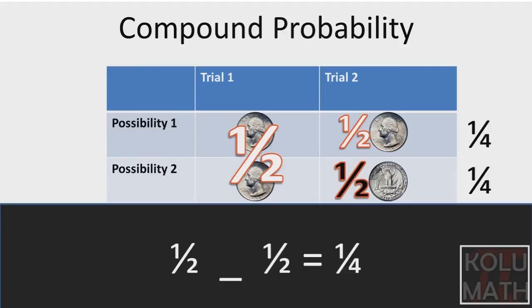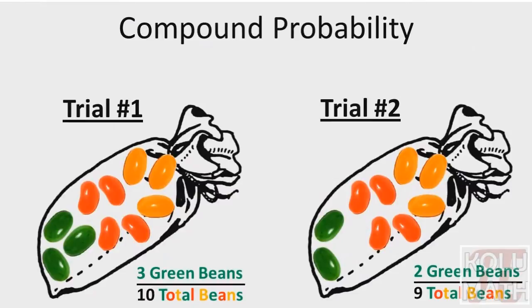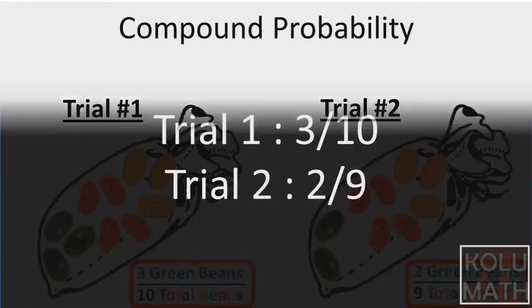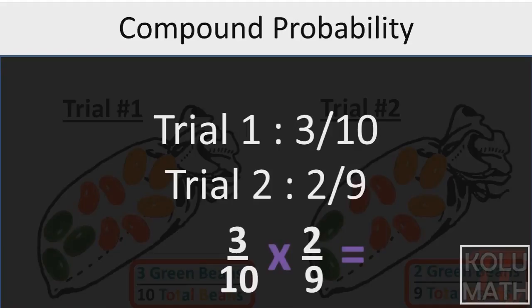And how do we relate those 2 numbers together to get a 1/4? I think you've gotten it right. We're going to multiply. And if we multiply 1/2 times 1/2, we get 1/4. So that's what we do with our probabilities here. If we know we have a 3 out of 10 chance on the first trial and a 2 out of 9 chance on the second trial, we can simply multiply those 2 probabilities together. We get 6 out of 90 or 1 out of 15.